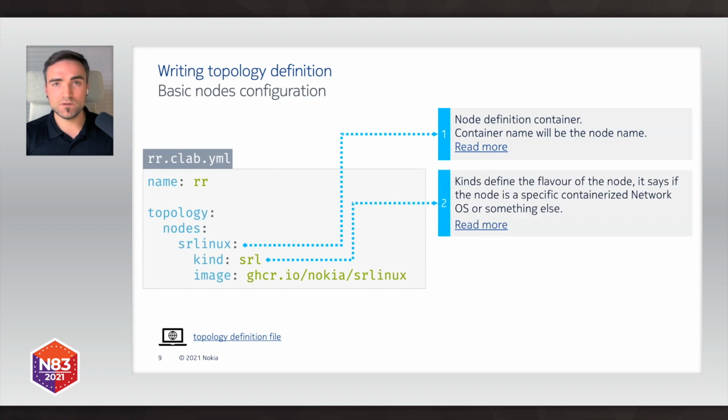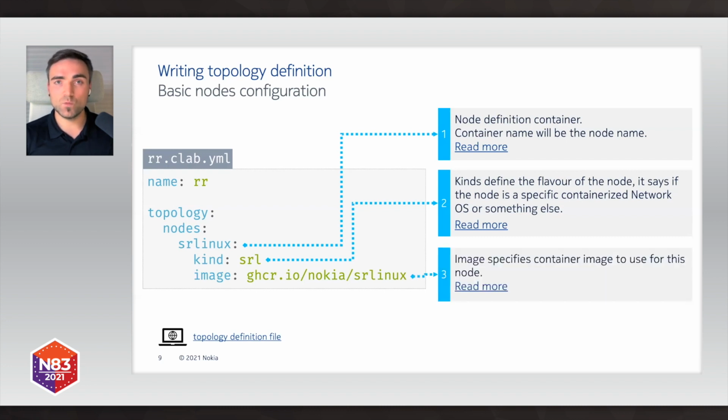What is important to mention here is that every node must have a kind, and kind defines the flavor of the node. It allows us to tell Containerlab what operating system this node will be when we deploy the lab. And with kind, we basically encode the rules for how to deploy different network operating systems on your machine.